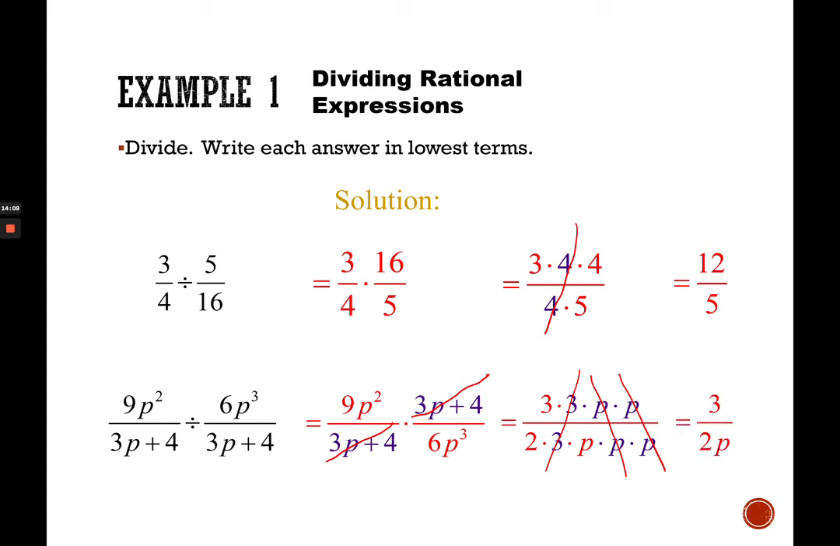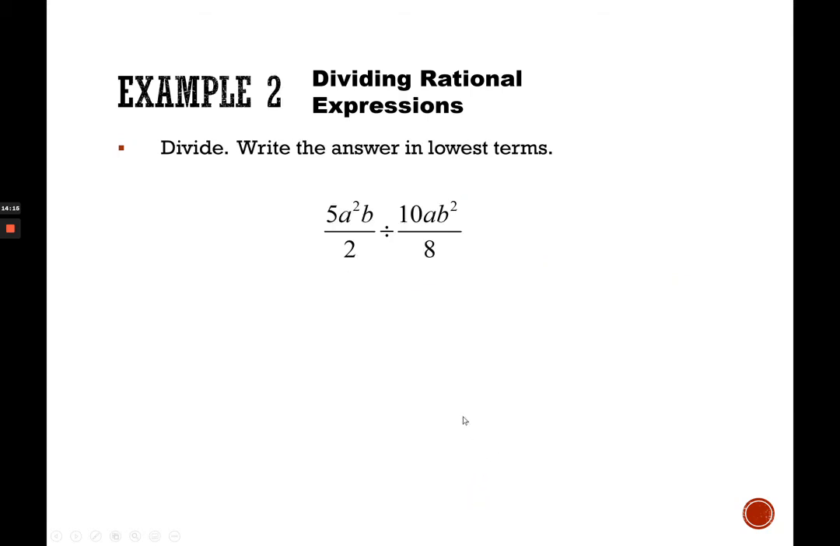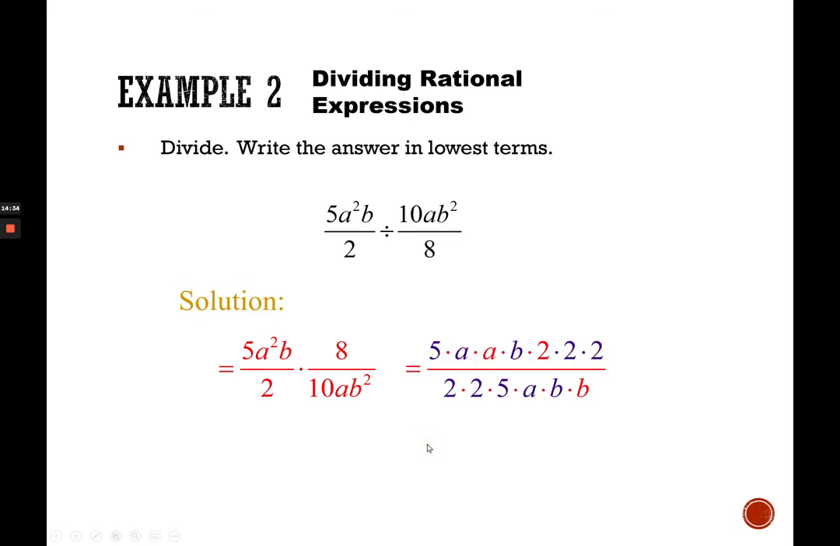Okay, let's have more complicated problems. Divide 5a squared b over 2, divided by 10ab squared over 8. Same rules. Flip your second fraction and change division into multiplication. Then you can apply factoring and then cancel common factors. And the answer is 2ab. Okay, the purples are the ones that come in pairs and they are cancelled out. The red is your final answer.